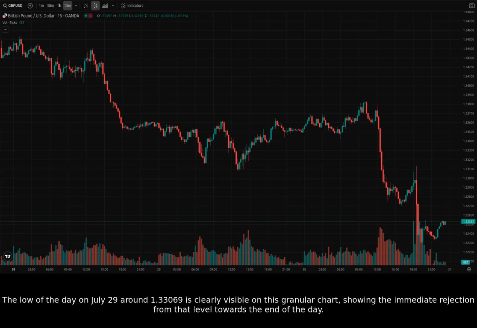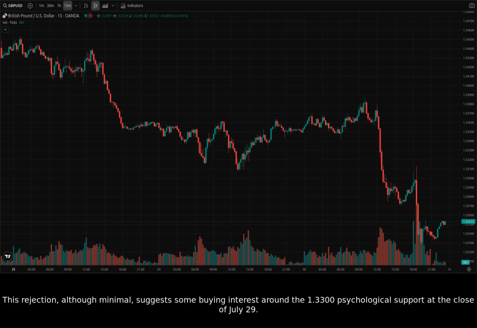The low of the day on July 29th, around 1.33069, is clearly visible on this granular chart, showing the immediate rejection from that level towards the end of the day. This rejection, although minimal, suggests some buying interest around the 1.3300 psychological support at the close of July 29th.